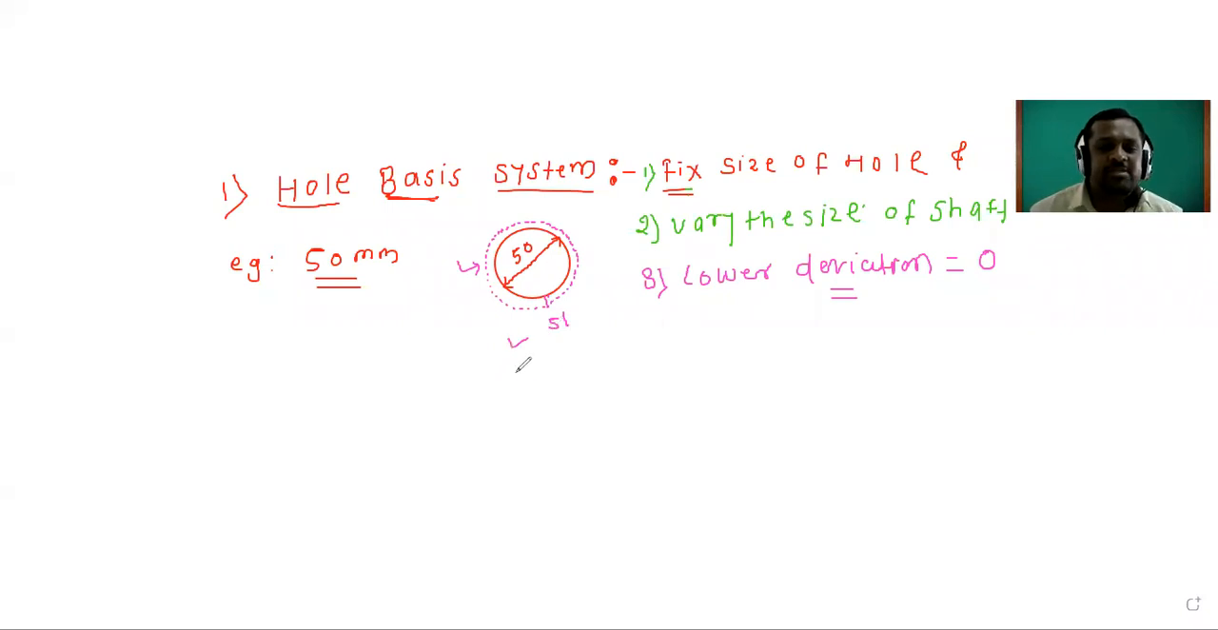But suppose, in this hole basis system, you have produced the hole of 49.9, like this. By mistake, suppose you have produced the hole of 49.99, again it will be rejected. It is not called the hole basis system. Your lower deviation should be 0.